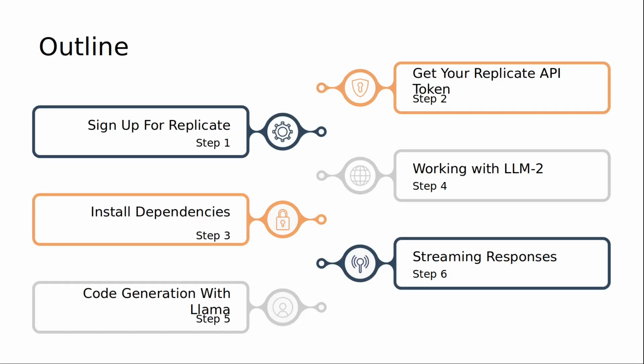So let's look at the outline of what we're going to be covering in this video. First, we're going over the outline of the project. We're going to sign up and create a Replicate account, and then finally get our API token. So let's go ahead and start with step one.